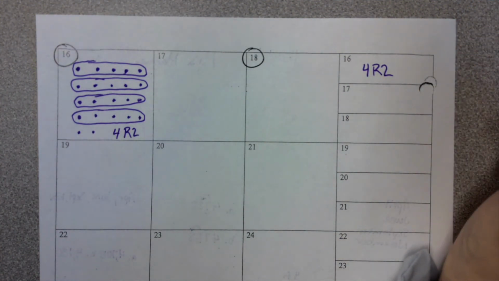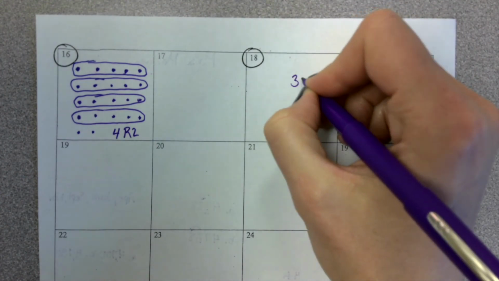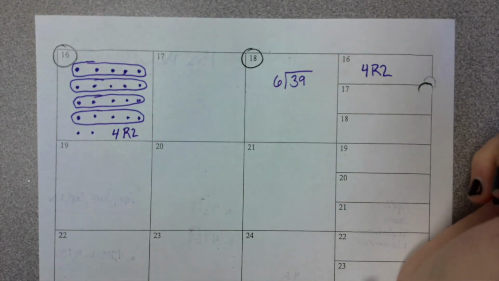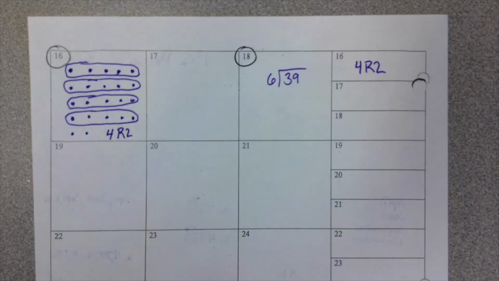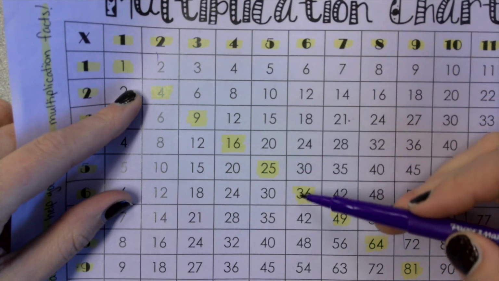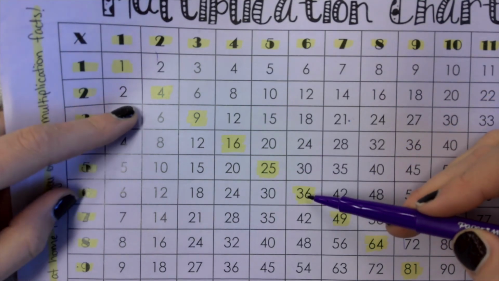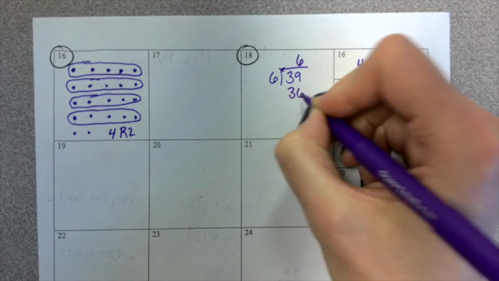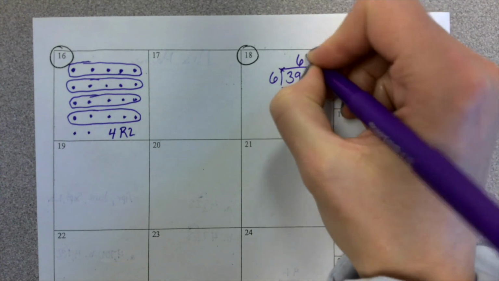18. 39 divided by 6. How many times does 6 go into 39? Oh, 36 could fit. 42 is too big, so it's got to go in 6 times. 6 times 6 equals 36. Subtract and I get 3 left over.